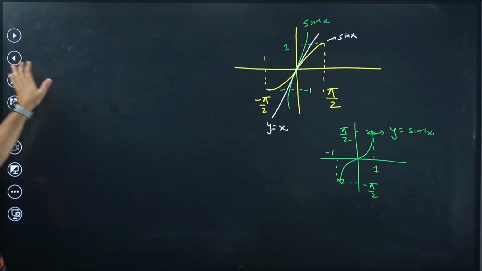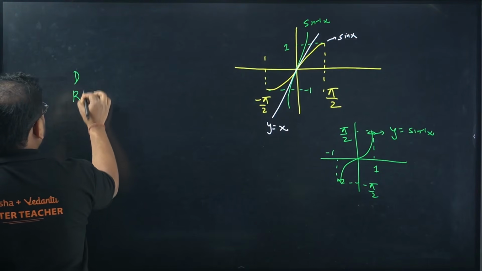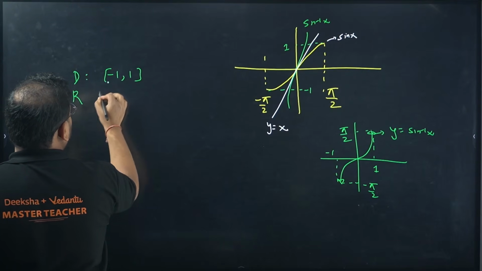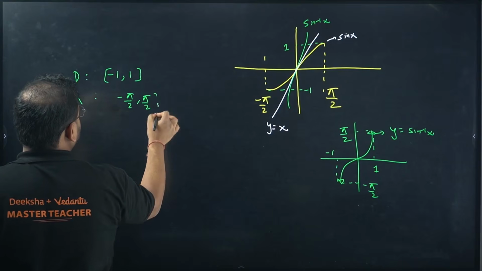How to draw it and what are the results? Can I write the domain and range also for all of you? Domain will be minus 1 to 1. Range will be minus pi by 2 to pi by 2.